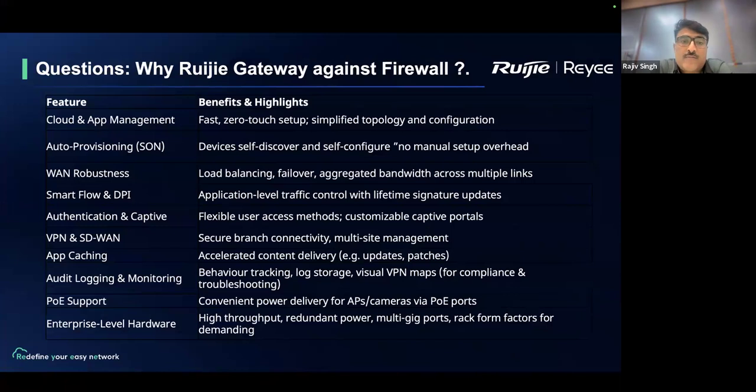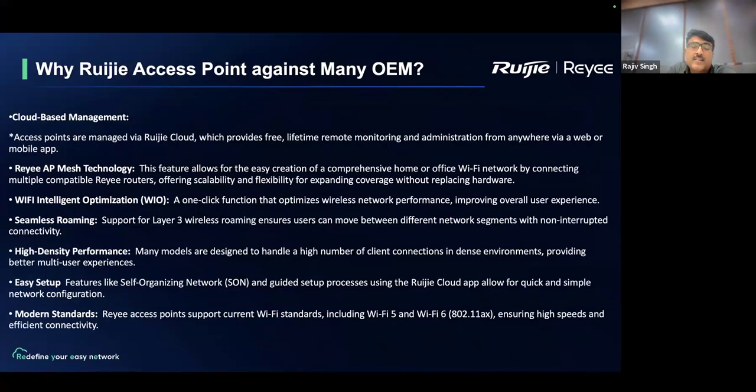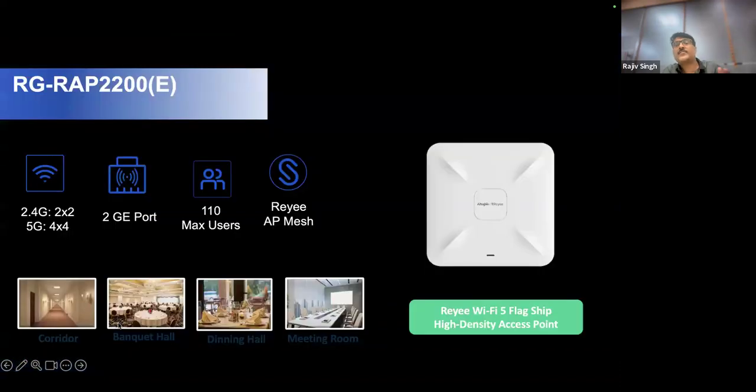These are the gateway features: fast zero-touch setup, simplified topology and configuration, auto provisioning, SON, WAN robustness, smart flow and API, which I showed you, VPN and SD-WAN, app caching. Yes, for VPN we support WireGuard VPN, which is very fast. Audit logging and monitoring, PoE support, enterprise-level hardware. These are the Wi-Fi access point differentiators, how we differentiate against competitors: AP mesh technology, multiple device management from cloud, Wi-Fi intelligent optimization, seamless roaming, high density performance, edge setup, modern standard. So these are the differentiators.